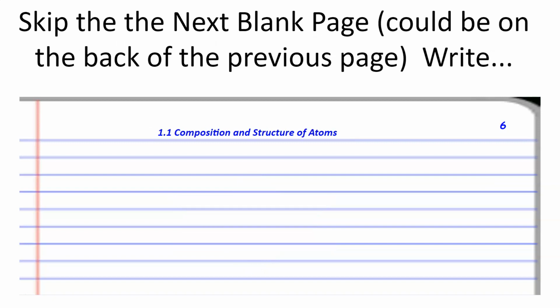And now what we're going to do is go into the first page where you'll take your notes. So 1.1, Composition and Structures of Atoms. So this is section 1.1 or topic 1.1 in Unit 1. So you write the title of the topic and then the page number. So if you are writing directly on the back of the Unit 1 title page, you will start on page 6. So if you like to write front and back, then that will be page 6. If you prefer to write on a whole new sheet, then you would write page 7 at the top.